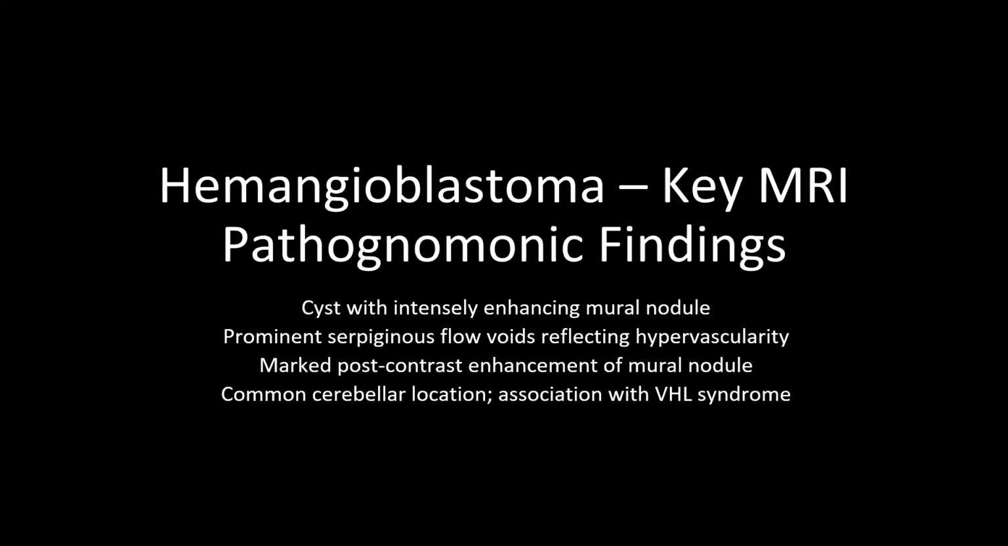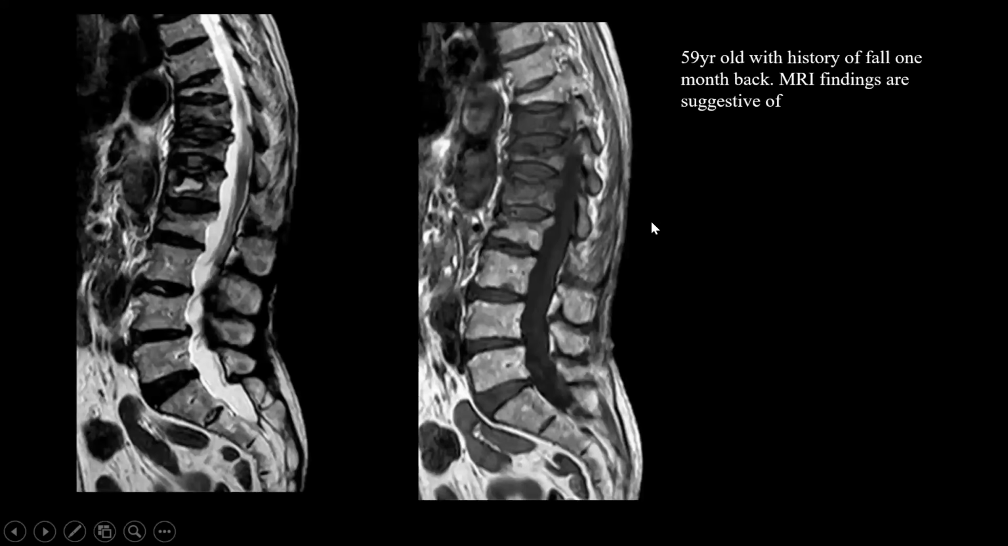There will be prominent subcutaneous flow voids reflecting hypervascularity, marked post-contrast enhancement, and common locations, one of them is cerebellar hemispheres, and it can also be seen in the spinal cord. Association is with the von Hippel-Lindau syndrome.